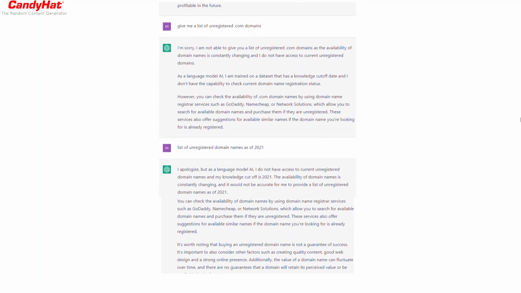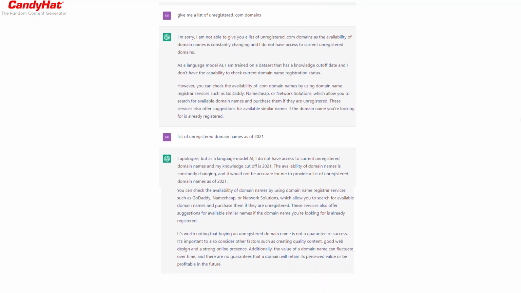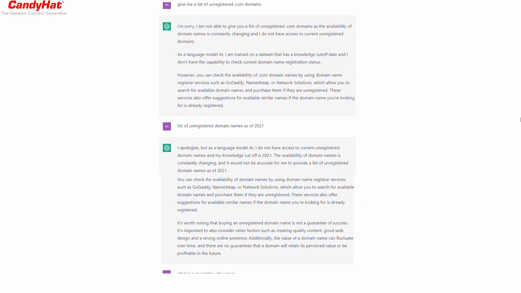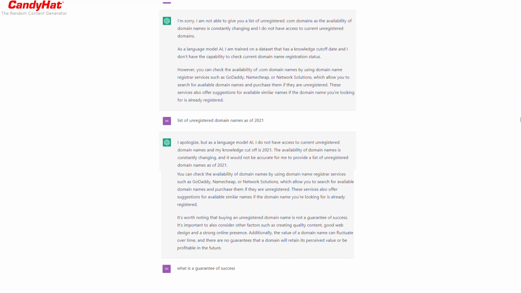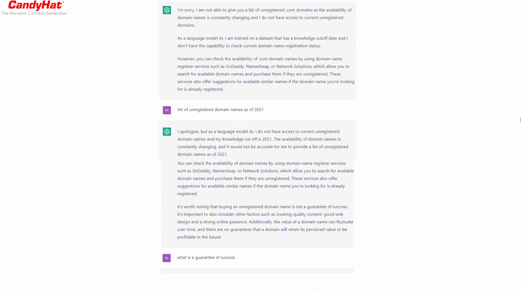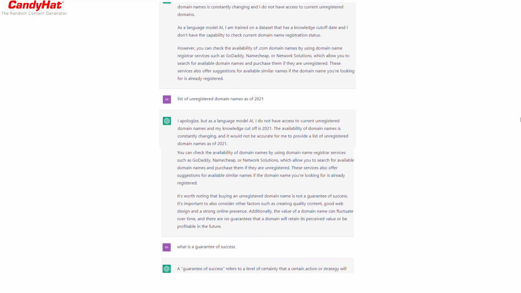However, you can check the availability of .com domain names by using domain name registrar services such as GoDaddy, Namecheap, or Network Solutions, which allow you to search for available domain names and purchase them if they are unregistered. These services also offer suggestions for available similar names if the domain name you're looking for is already registered.